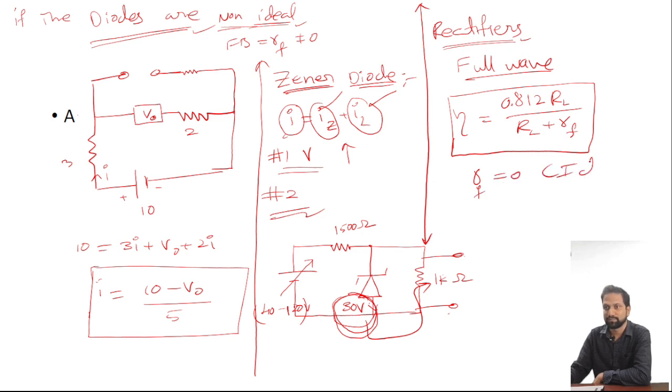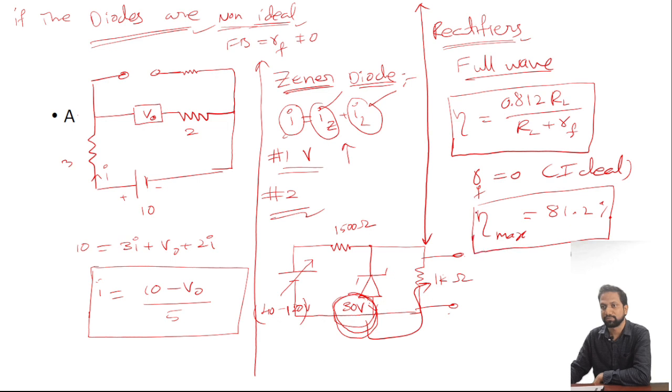If the efficiency is to be maximum, then RF is to be 0, an ideal diode. Then eta maximum is going to be 81.2 percent. And of course here the ripple factor will be there, which equals 0.48, and which is less than the half-wave rectifier ripple factor.